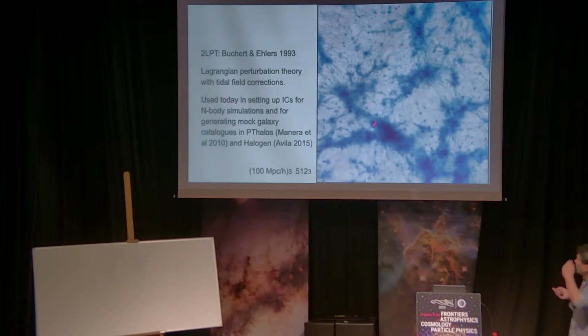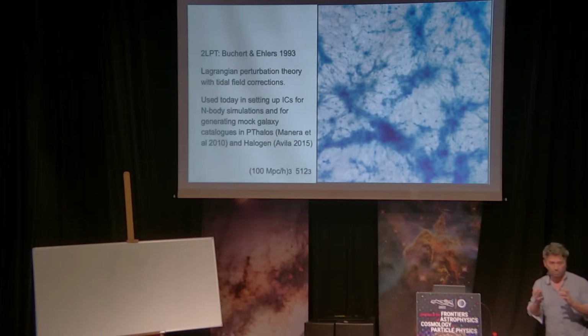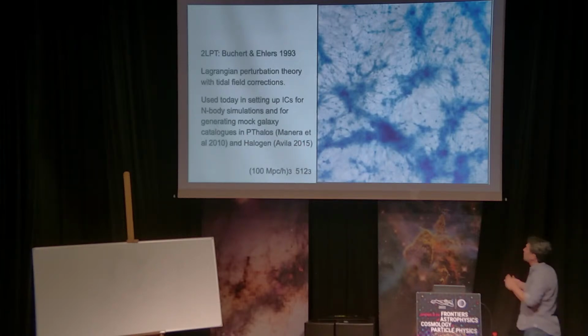Here is a simulation with second-order Lagrangian perturbation theory as introduced by Buchert and Ehlers in 93. I did this simulation on my laptop, 512 cubed, 100 megaparsec per h. It's used today to set up initial conditions for N-body simulations, but not going to redshift 0, where you see there's a lot of shell crossing because that term is missing. And it's still used in some codes to do fast mock catalogs.